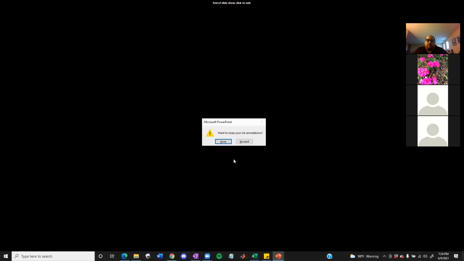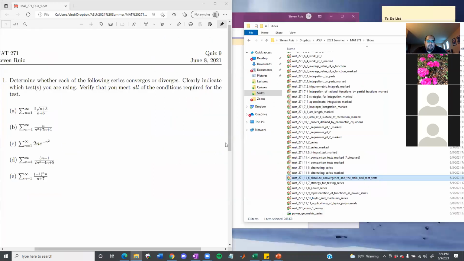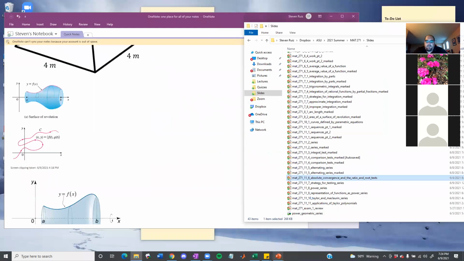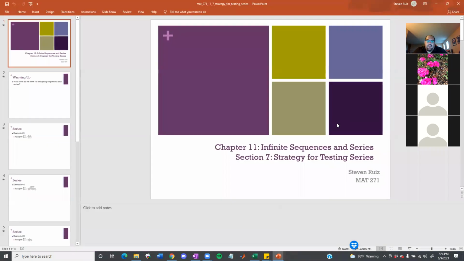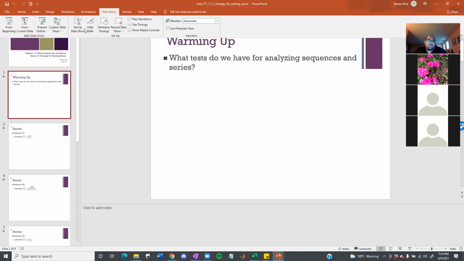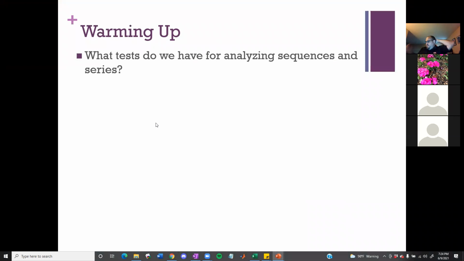All right. So section 7 is pretty short. So let's go ahead and do that before we break for a bit. I've shown you an awful lot of tests. So really what I just want to do is section 7, and we won't necessarily go into huge detail for all of these, but basically we want to get an idea of how to choose what test to use in a given situation. So let's just make a list here. What tests do we have so far? Or what methods do we have for analyzing sequences and series?